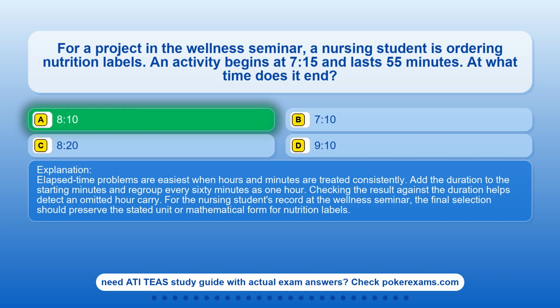Elapsed time problems are easiest when hours and minutes are treated consistently. Add the duration to the starting minutes and regroup every 60 minutes as 1 hour. Checking the result against the duration helps detect an omitted hour carry. For the nursing student's record at the wellness seminar, the final selection should preserve the stated unit or mathematical form for nutrition labels.